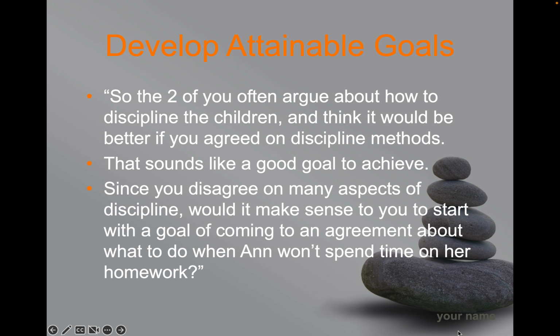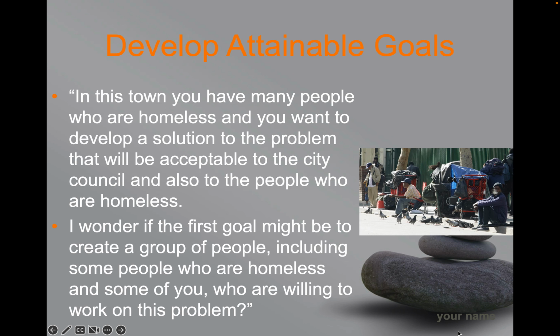So the two of you often argue about how to discipline the children and think it would be better if you agreed on discipline methods. That sounds like a good goal to achieve. Since you disagree on many aspects of discipline, would it make sense to you to start with a goal of coming to an agreement about what to do when Anne won't spend time on her homework?